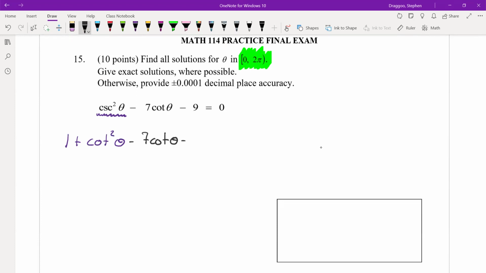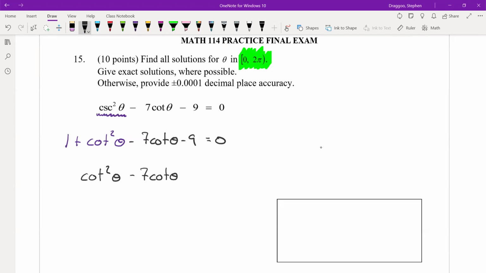7 cotangent theta minus 9 equal to 0. And now I only have one trig function. It's cotangent showing up twice. Granted, there's a cotangent squared and a cotangent to the first power, but we can resolve that by factoring our equation.